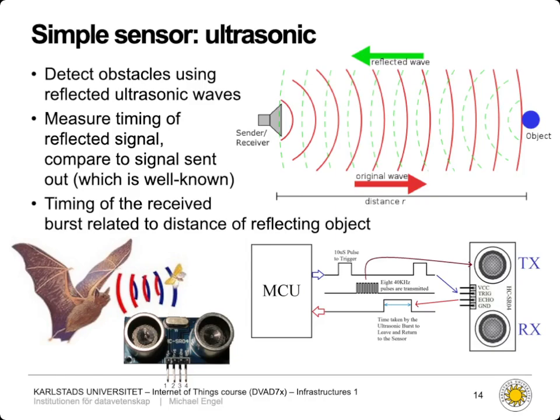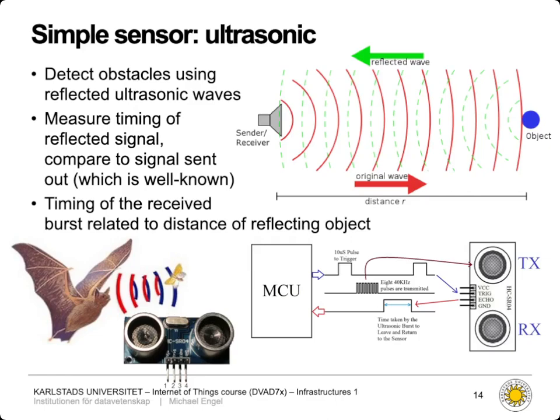This works like ultrasonic echolocation with bats. Essentially, the sensor sends out a high frequency signal, so it's ultrasonic, because otherwise it would disturb our hearing. And then this signal propagates, like we see on the top right hand side here. As soon as it hits an object, the signal gets reflected. The red lines are the signals sent out by the ultrasonic sender, and the green dashed lines are the signals reflected by an obstacle that might be in the way.